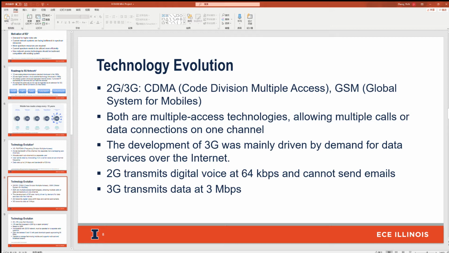GSM and CDMA standards apply to 2G and 3G connectivity, but in the 2G era, networks could only transmit digital voice signals, and the data rate was around 64 kilobits per second. And when things evolved to 3G, a 3 megabits per second data rate could be achieved, and users had the ability to download documents, images, and videos within a few minutes.